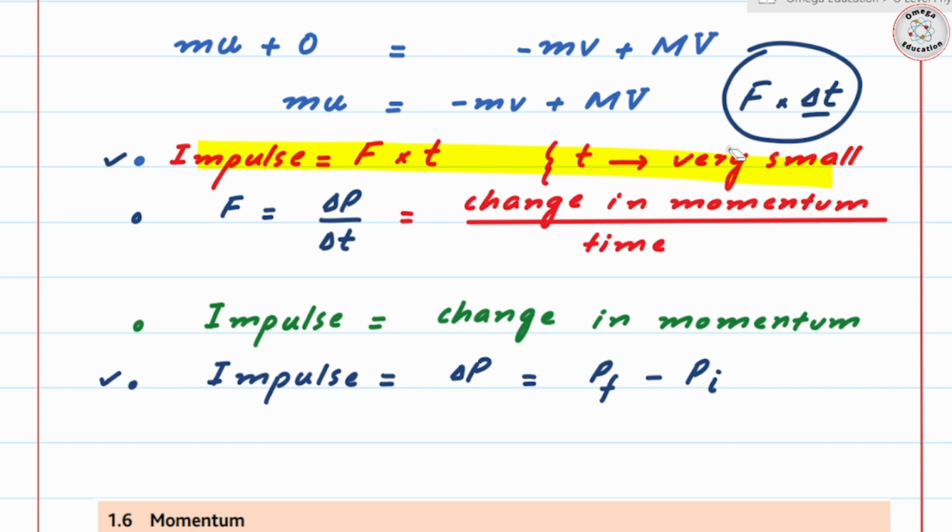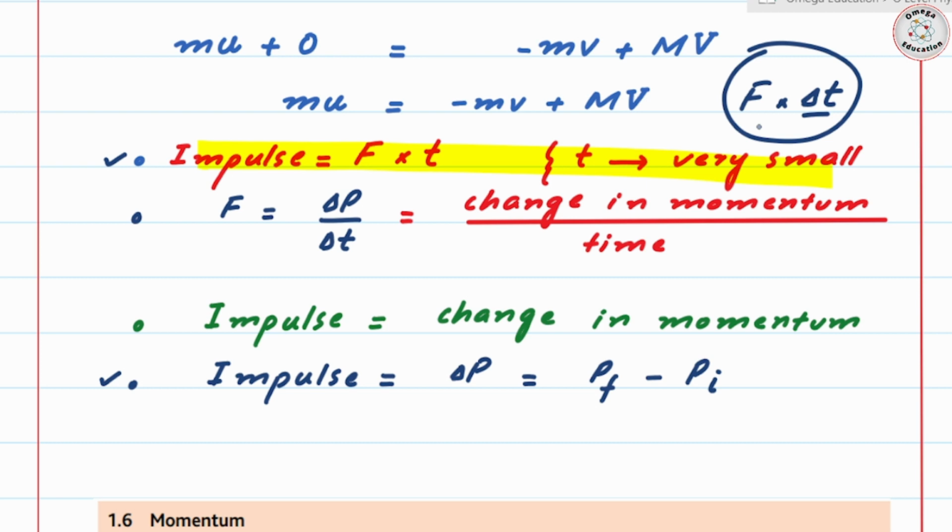And generally, for the most part, whenever you are calculating the impulse, the value of t would be very small, because we are interested in calculating impulse whenever two objects are in contact for a very small interval of time. Example, when a ball hits a bat, the time of collision of the bat and the ball is a fraction of a second.